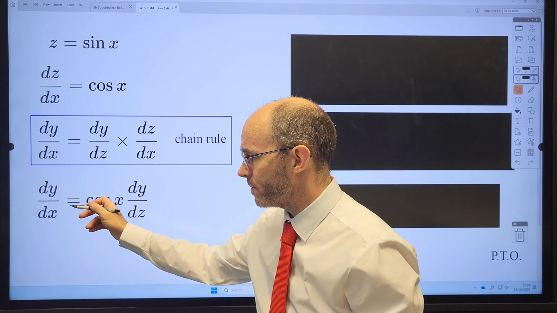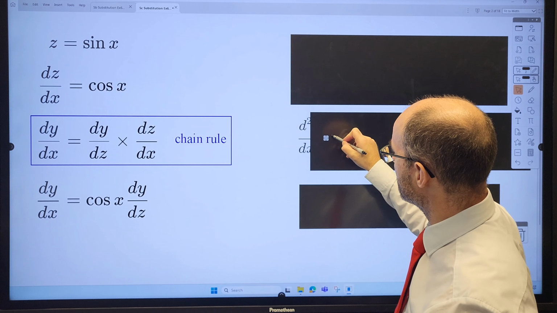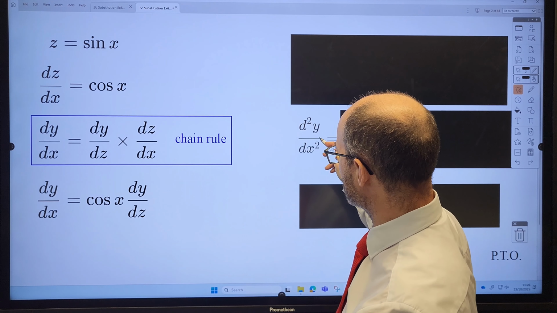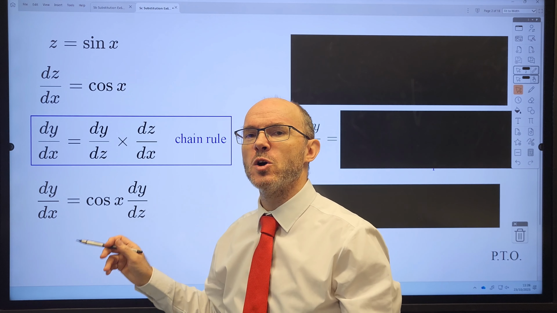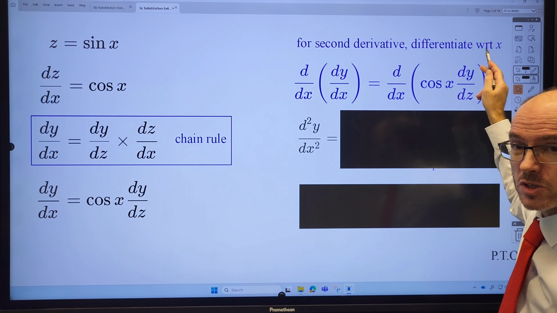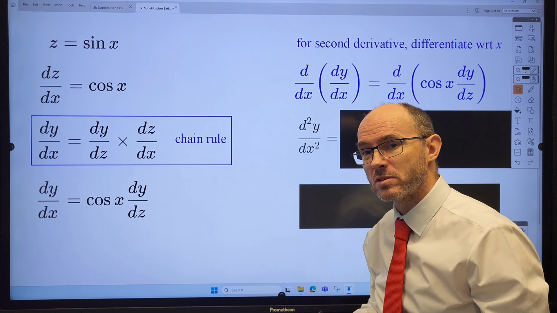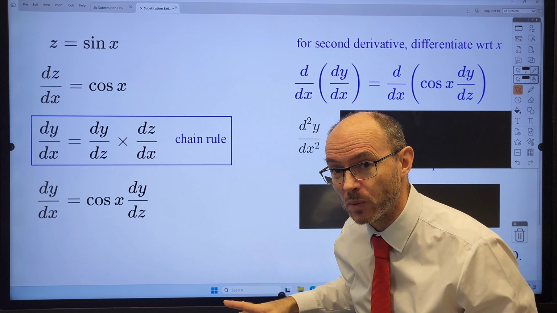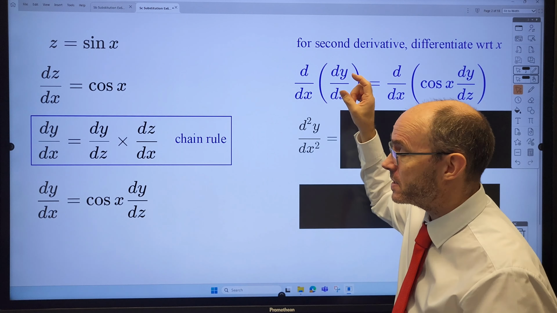Now the next bit is I'm going to find an expression for d2y dx squared. So I need to have d2y dx squared equals something. In order to get d2y dx squared, I've got to differentiate both sides with respect to x. That means d dx of the left hand side and d dx of the right hand side. The d dx means differentiate with respect to x. This one is easy because dy dx is in terms of x, so d dx of that will just be d2y dx squared there.